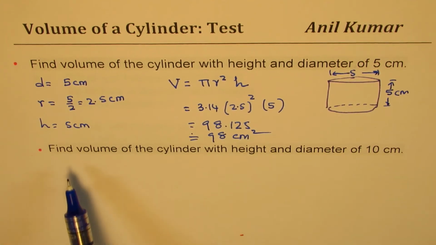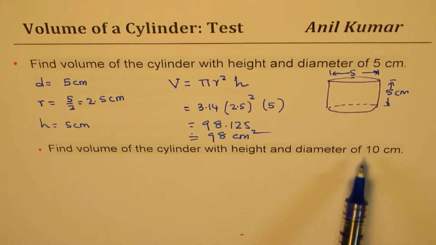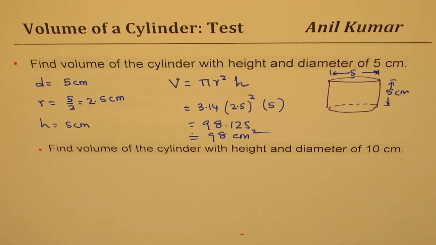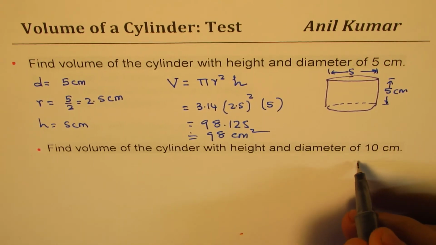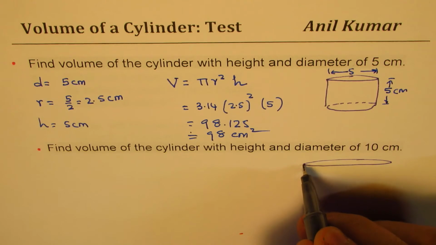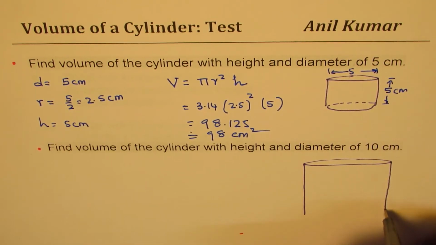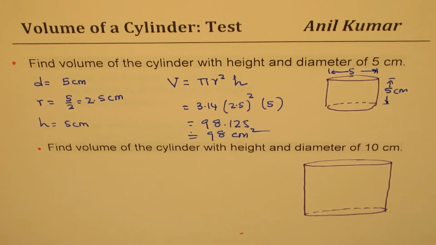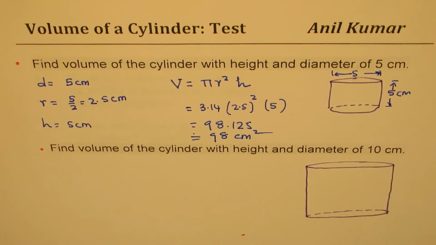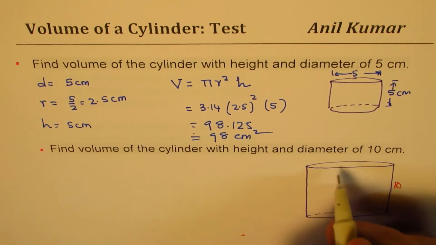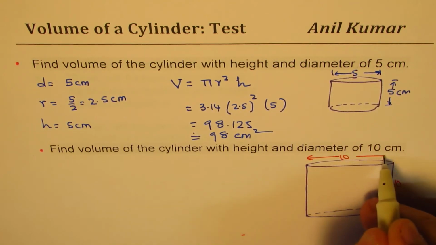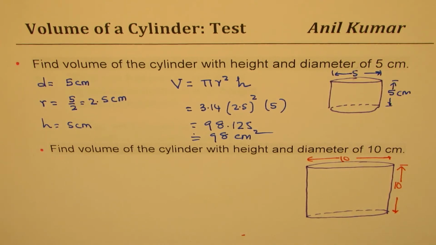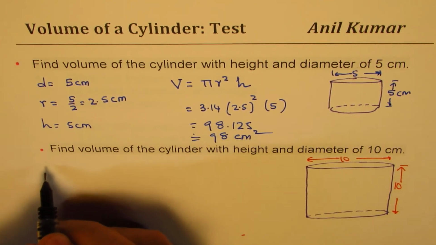Now in part 2, we have find volume of cylinder with height and diameter of 10 centimeters. You will note that both height and diameter have been doubled here. So the cylinder which we have is kind of like this. What is going to be the volume of this cylinder, whose height is twice the height of the previous cylinder, which is 10, and diameter is also twice? I'd like you to estimate the answer first, write it down, and then calculate. So what is going to be your estimate?